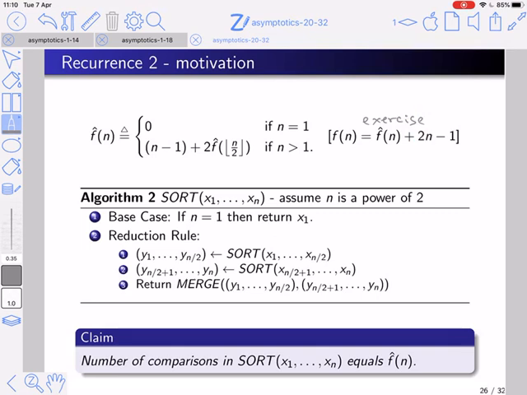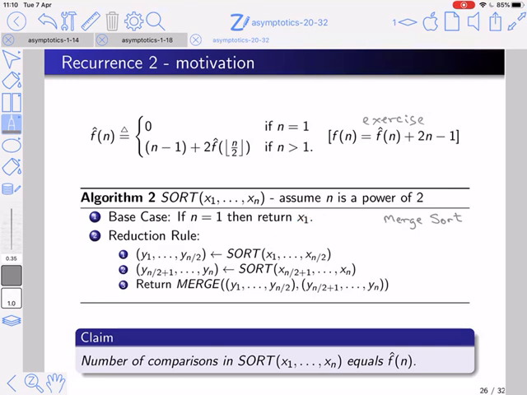Now, let me motivate what f hat is about. Consider the following sorting algorithm. This algorithm actually has a name in the literature. It is called merge sort. And this algorithm sorts n numbers as follows. Again, we assume that n is a power of 2. The base case: if n equals 1, you want to sort a single number, you just return the number.